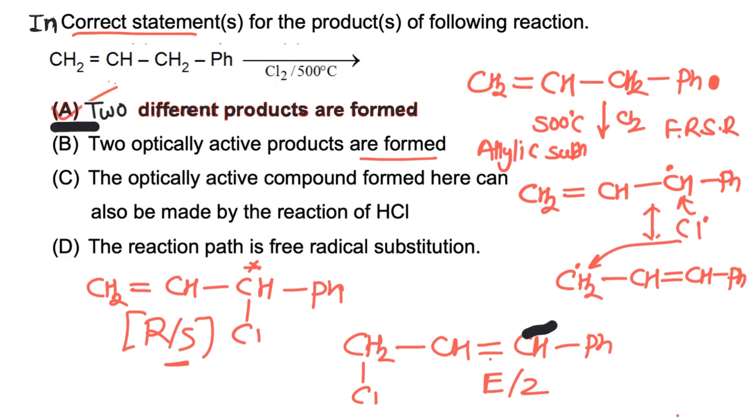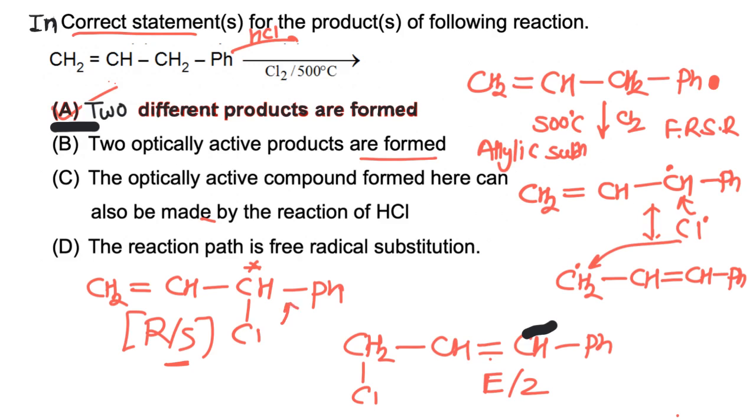The optically active compound formed can also be made by the reaction of HCl. Yes, if we react with HCl, now a carbocation is formed, and this carbocation will rearrange, and finally this product is formed. So option C is also correct.